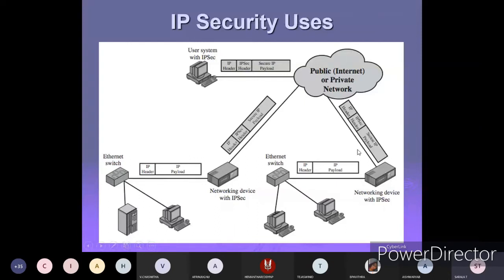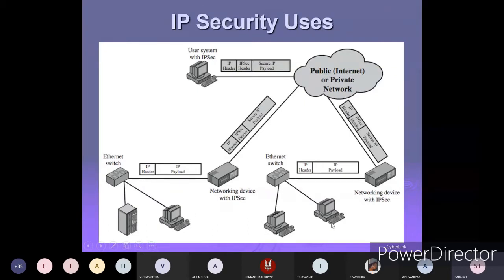Then the networking device with IP security will take that information. It will take only the IP header and IP payload, the security part will be removed, and then it will be given to the Ethernet switch. The Ethernet switch will provide that information to the actual users who are accessing it, so it will give that information to any one of the systems accessing it. Here also the IP header is the same: the network device with IP security passes the IP header with the IP payload to the Ethernet switch, server and systems. The server can also store that information and systems can access it.